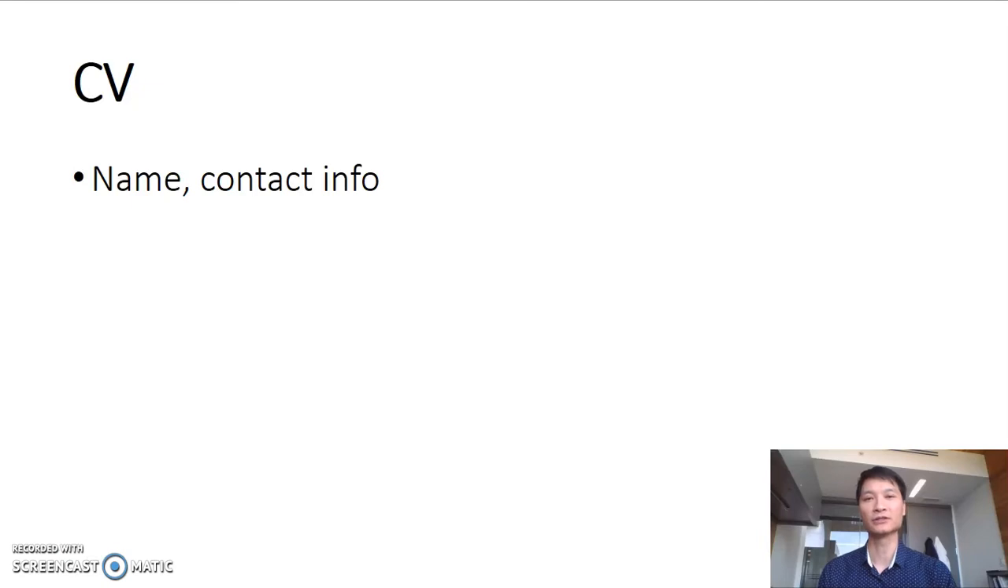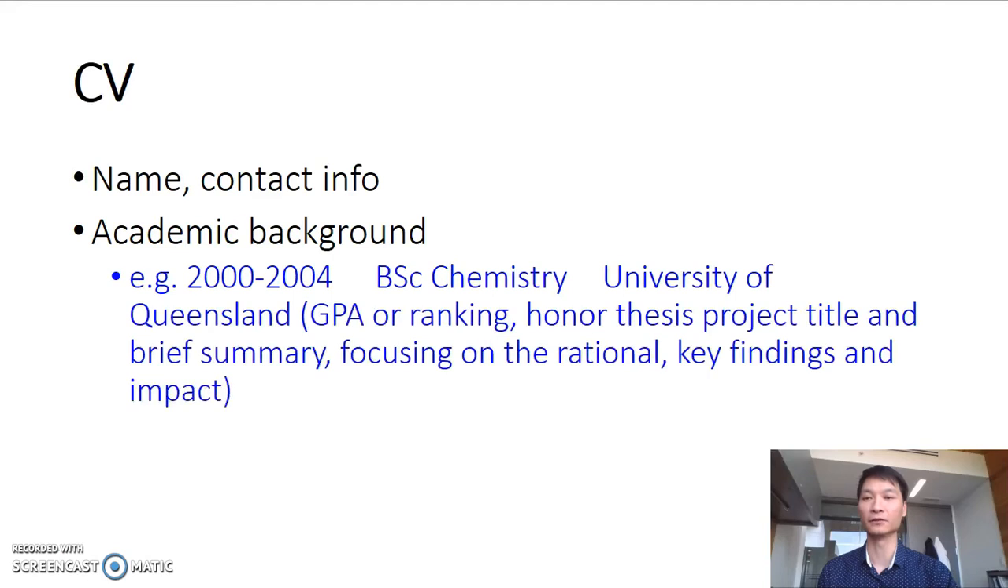So I'm just going to introduce the key components in the CV, and then I will get into detail for each component. The first, obviously, is your name and contact info. So that could include your address, your phone number, and email. Next, you should include your academic background.